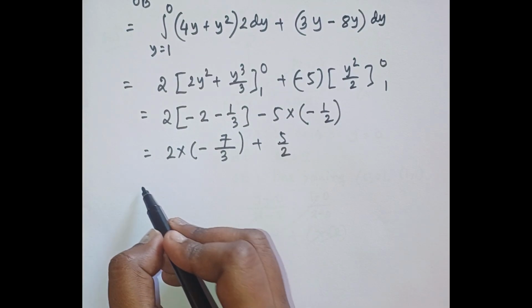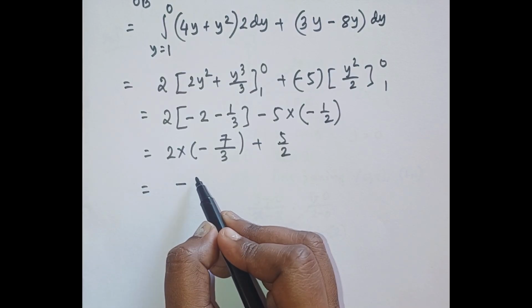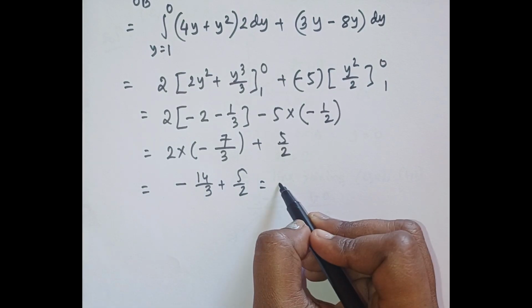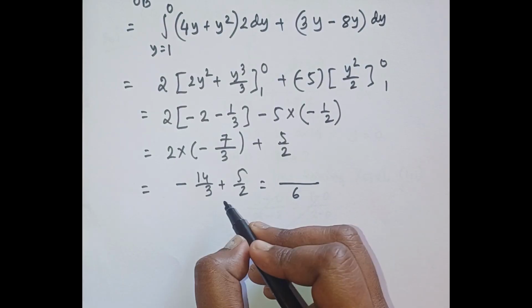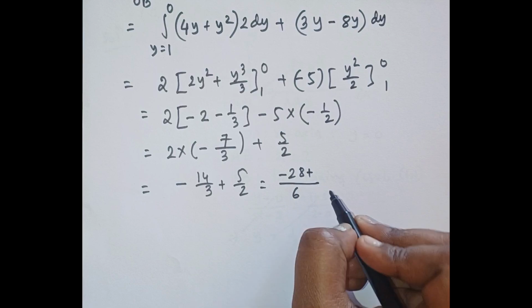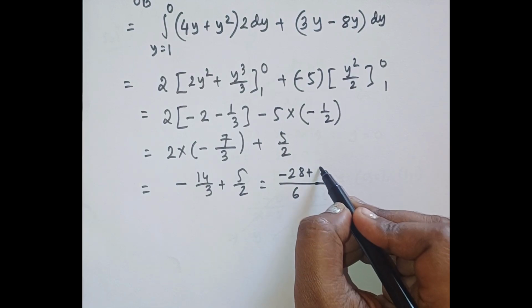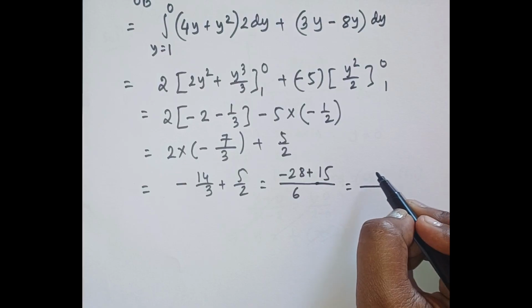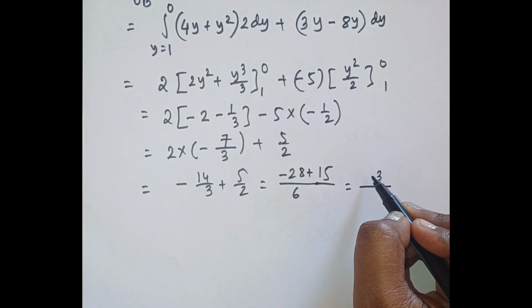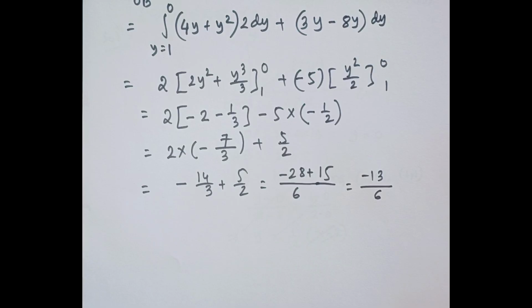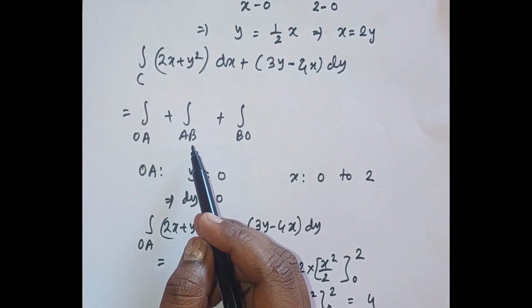And this will again give us minus 14 by 3 plus 5 by 2, which is, the LCM is 6. So it will be 28 minus 28 plus 15. And if you calculate, this will be minus 13 by 6. So now we have the values for these three.